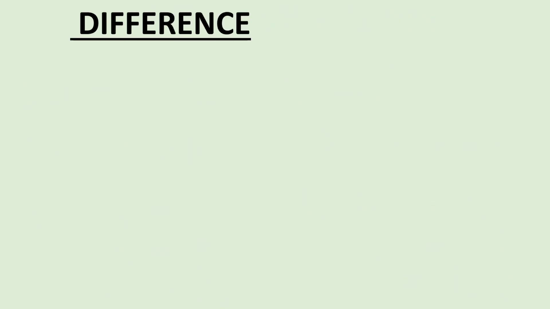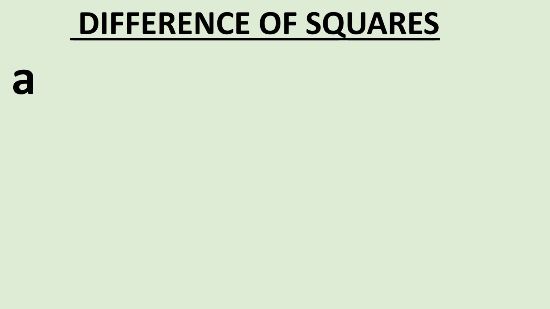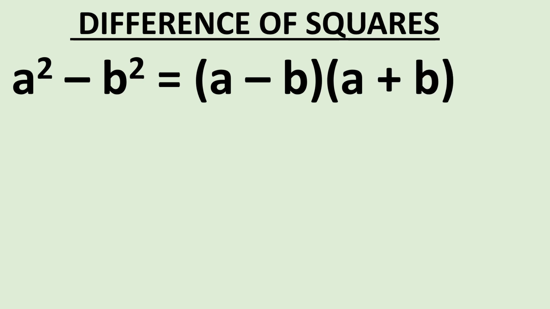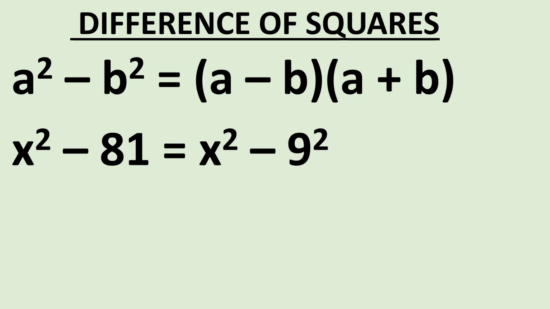So we'll go to the second question, and we'll just do a recap, knowing fully well that the difference of squares a squared minus b squared equals (a minus b) into (a plus b). So our question is x squared minus 81 equals 0. That was the problem we had. x squared minus 81 equals 0.